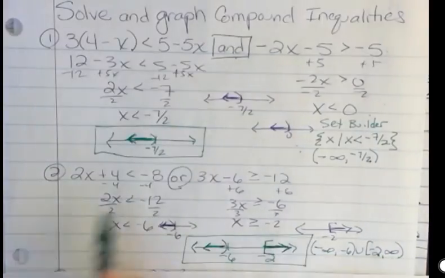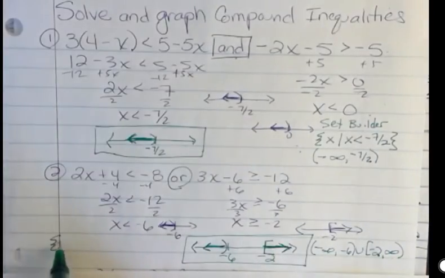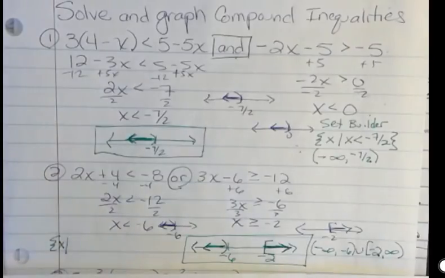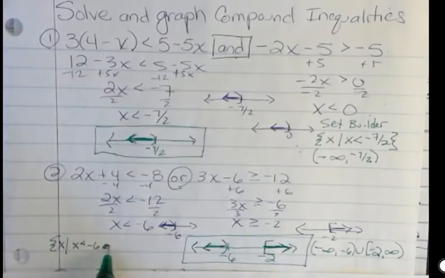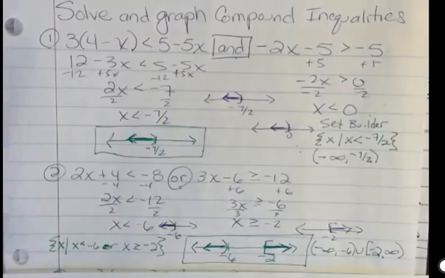So that's interval notation. Set builder notation, I could say it's the set of all x such that x is less than negative 6 and x is greater than or equal to negative 2. So I could state that in a few different ways. All of that says the same thing.